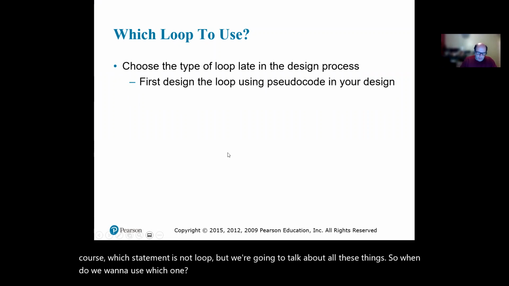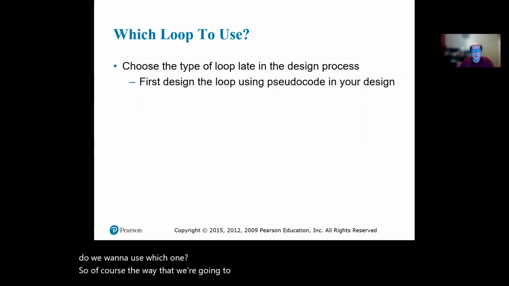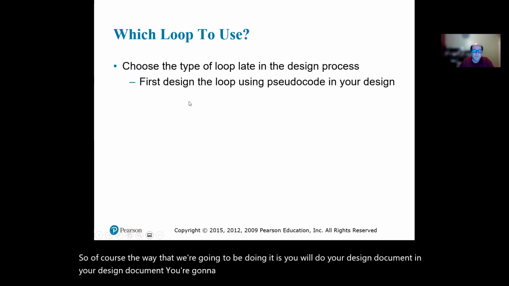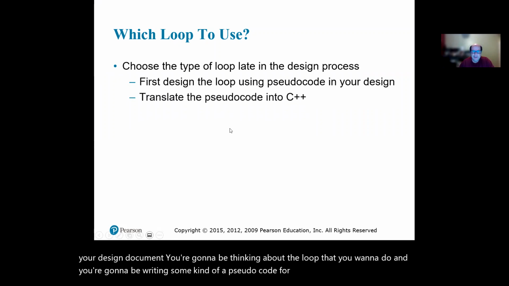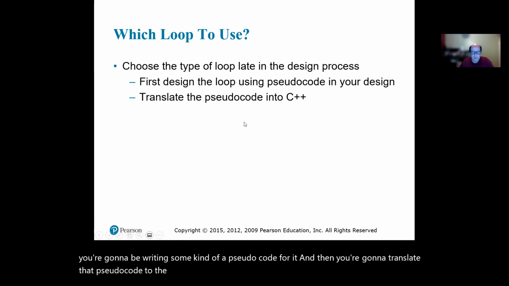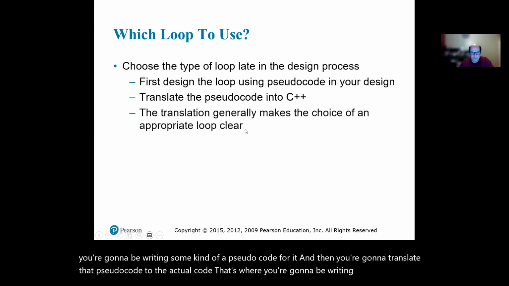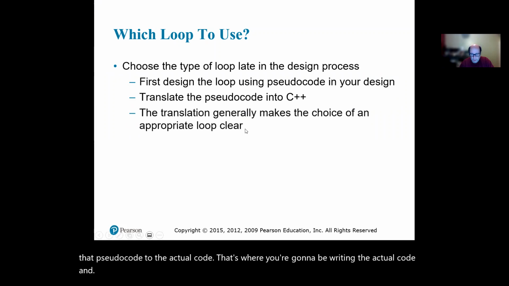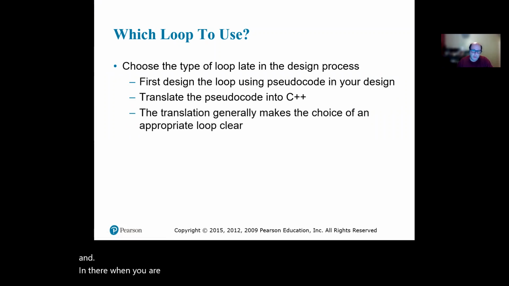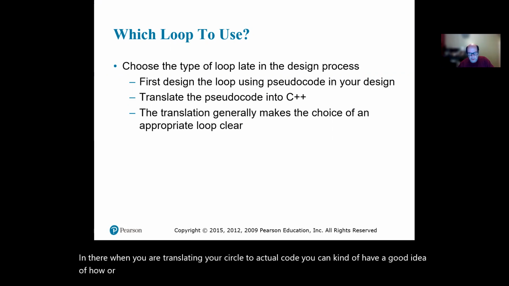The way that we're going to be doing it is you will do your design document. In your design document, you're going to be thinking about the loop that you want to do, and writing some kind of pseudocode for it. Then you're going to translate that pseudocode to the actual code. When you're translating your pseudocode to actual code, you can have a good idea of which one you want to use.